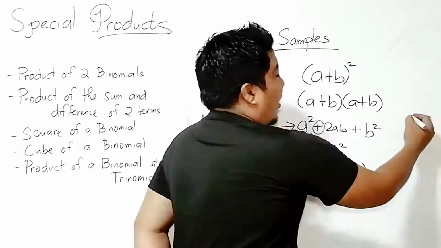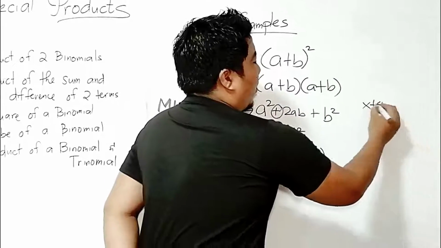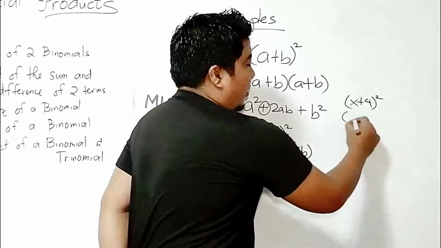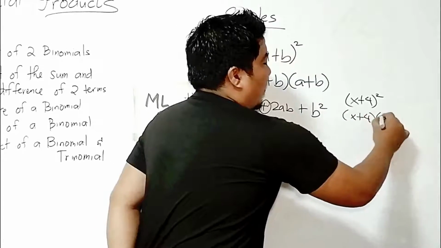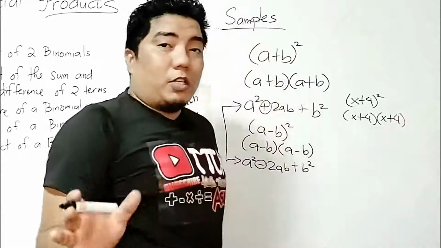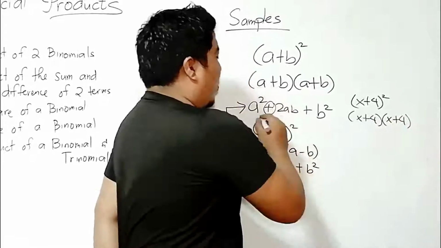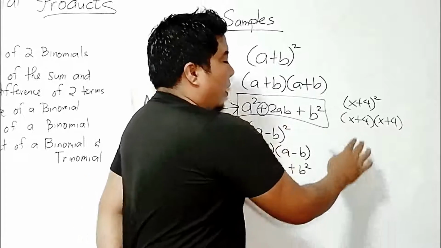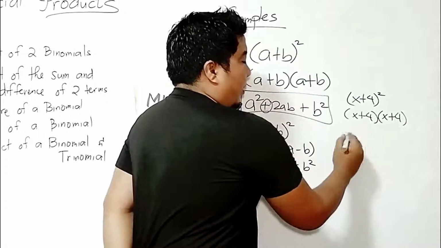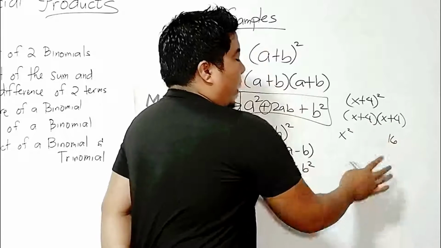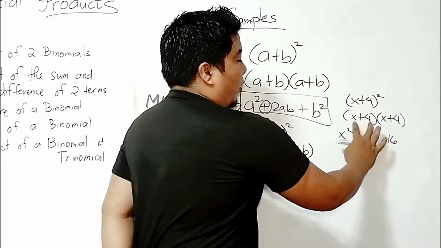Now let's try to have an example. Let's say we have x plus 4 squared. Okay. So basically the expansion of that is this one. Now, my dear math learners, you don't need to write the expansion, okay? If you consider our final answer, you get the square of the first, that is x squared, the square of the last term or the second term, that is 16, and then twice the product of the first two terms.